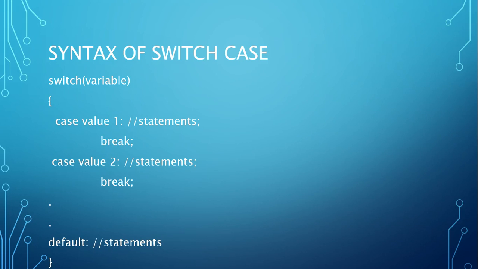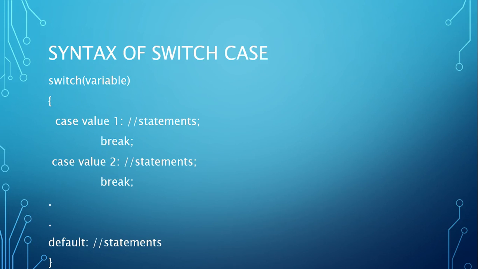If there is a match at value 1, then it will print the statements of value 1 and it will automatically stop further checking. So the control will directly come out of the switch case. Now suppose if value 1 did not match, it will check for value 2. If there is a match over here, then these statements would get executed and the break would cause it to come out of the switch case. Likewise, it will keep checking till we reach default.